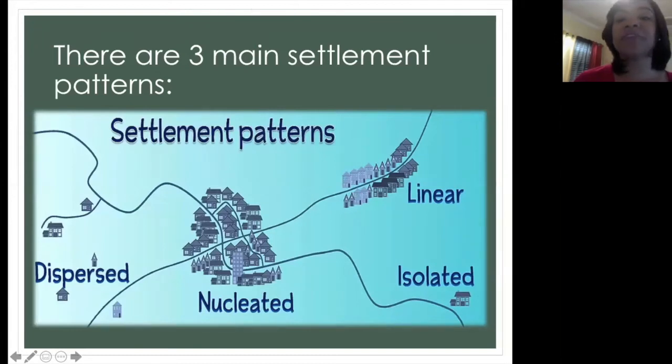Okay, so we have 3 main types of sediment patterns. 3 main types of sediment patterns. 1, we have our dispersed sediment patterns. Please pay attention to the little structures that you also see next to each one of these sediment patterns. 2, we have our nucleated sediment. Okay. 3, we have our linear sediment.